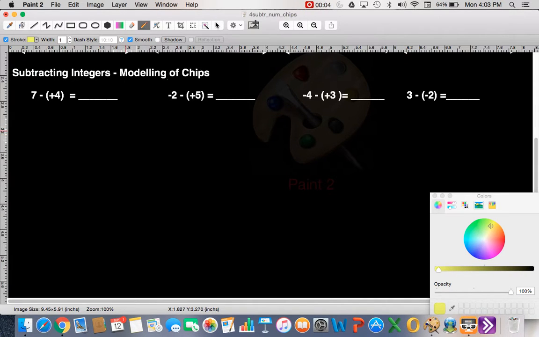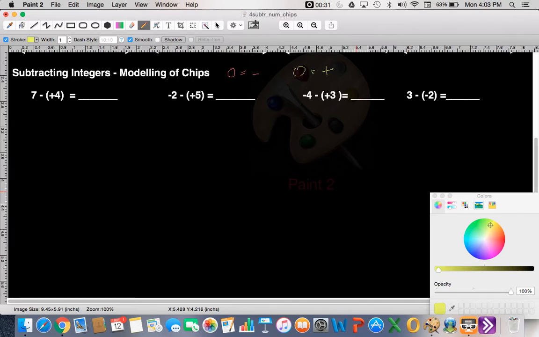Today we'll be discussing subtracting integers through modeling of chips. What do I mean by chips? We're going to have negative chips and positive chips. Remember, if it's red, negative; if it's yellow, positive; or white, positive.